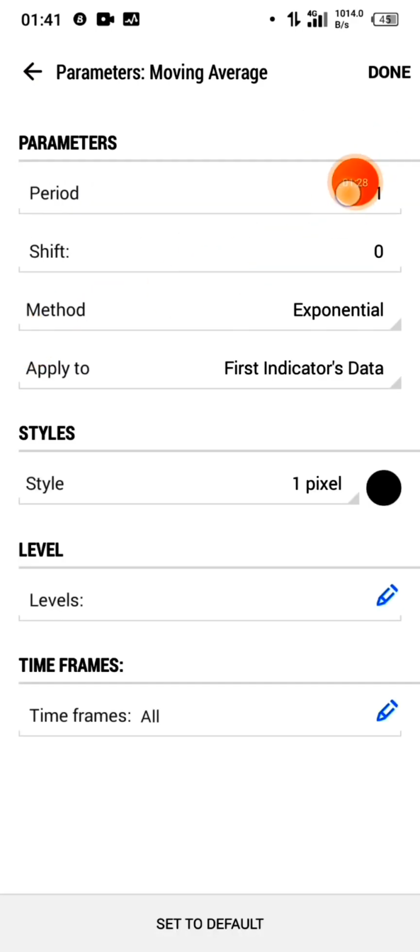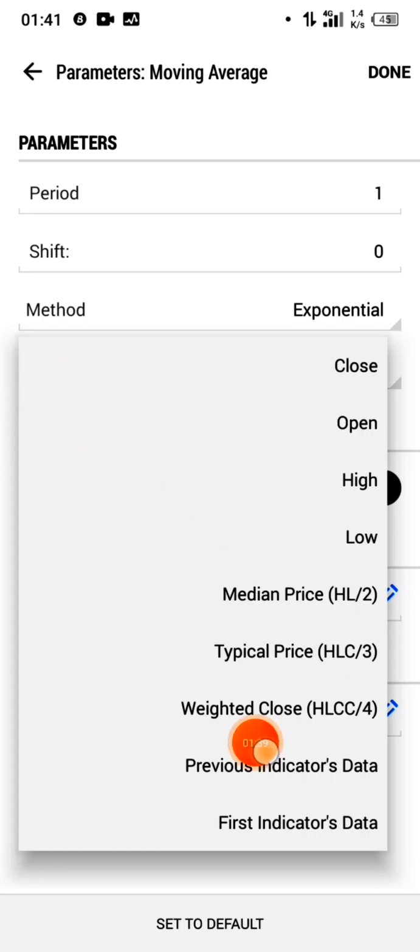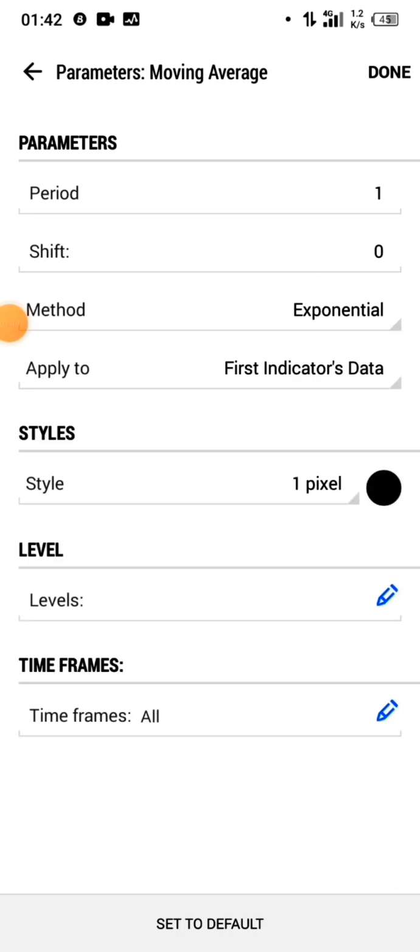Then we're going to set these parameters. The period is going to be 1, shift 0, method exponential, apply to first indicator data. Take note of the apply to. You can select first indicator data or previous indicator data. It works the same, but just select first indicator data for you to be uniform, so that you don't confuse yourself. After selecting that, you can now click done and go to our charts. You can take a screenshot of this so that you don't forget, and you will be able to insert this after you finish watching this video.